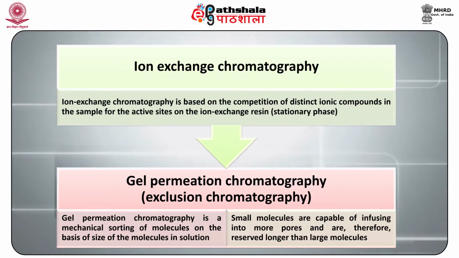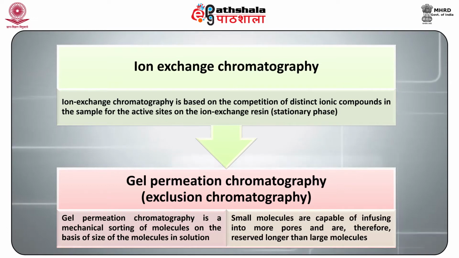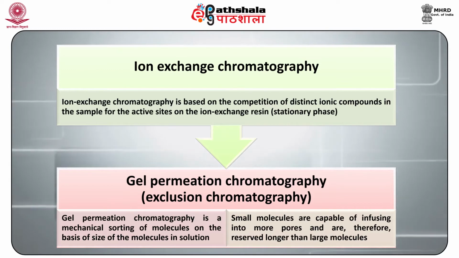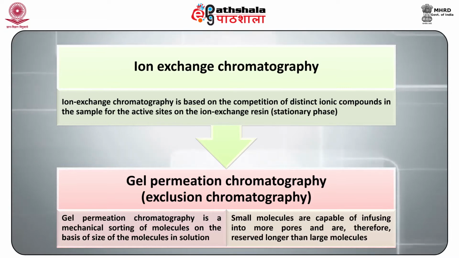Gel permeation chromatography or exclusion chromatography. Gel permeation chromatography is a mechanical sorting of molecules on the basis of the size of the molecules in the solution. Small molecules are capable of diffusion into more pores and are therefore retained longer than the larger molecules.